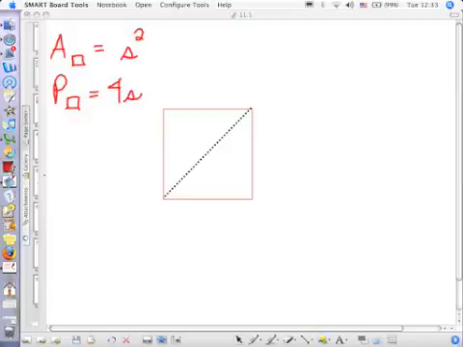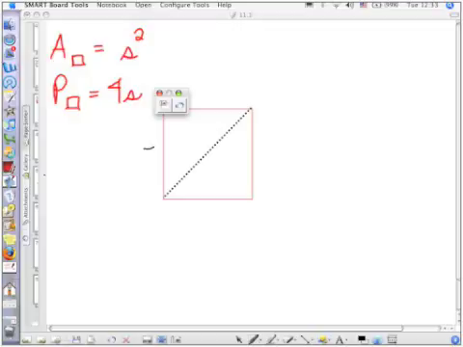All right, now, like I said, none of this stuff is super easy. Don't expect that I'm just going to throw up a 5 right here and say, find the area and the perimeter. Because that's just way too easy.